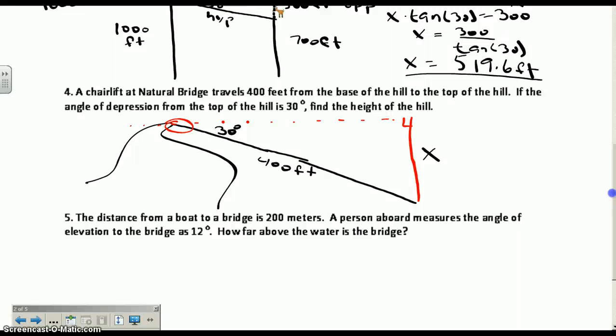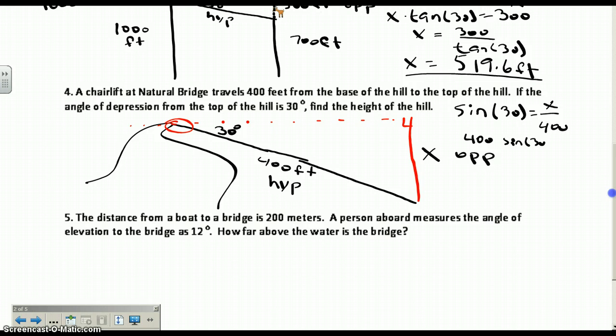Well, across from the 30, that's going to be my opposite. And then across from the 90-degree angle is my hypotenuse. So I actually have opposite over hypotenuse. We're going to be using sine. So sine of 30 equals opposite x over 400 hypotenuse, and I need to solve for x. So I'm going to multiply both sides by 400. Plug in my calculator, and you should get 200 feet.